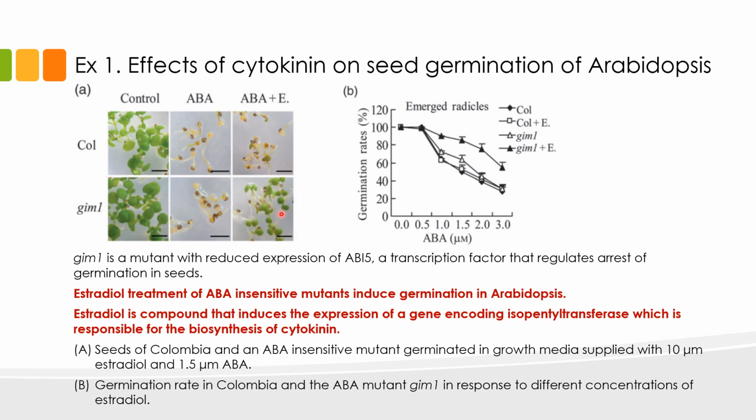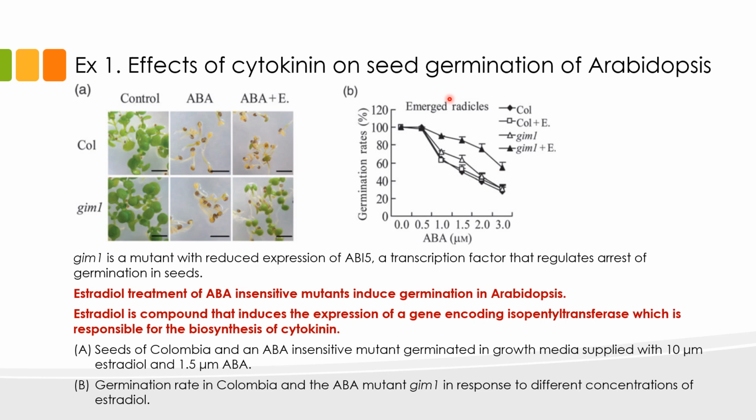So why do we see a more pronounced positive effect in GIM1 but not in Columbia? It's because GIM1 has lower sensitivity to ABA compared to Columbia. In the presence of estradiol, which induces the production of cytokinin, GIM1 was able to overcome the inhibitory effects of ABA.